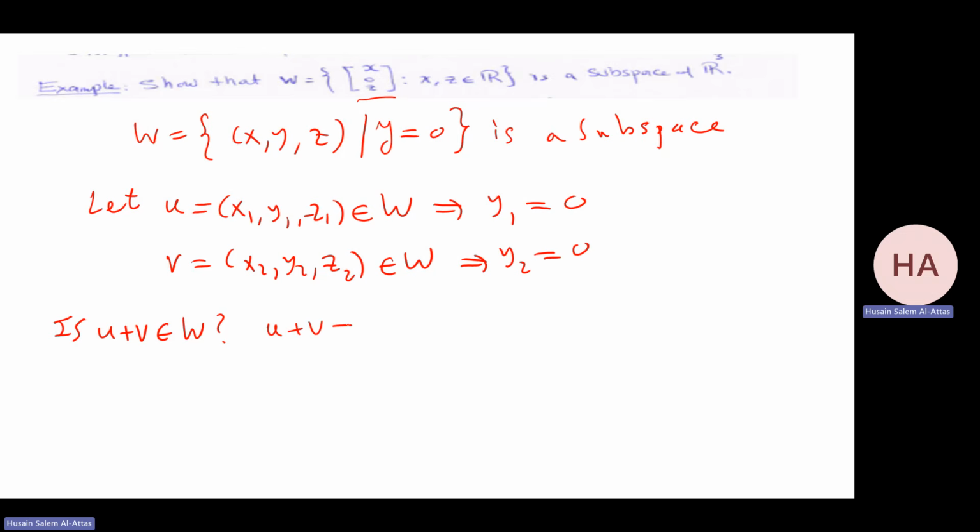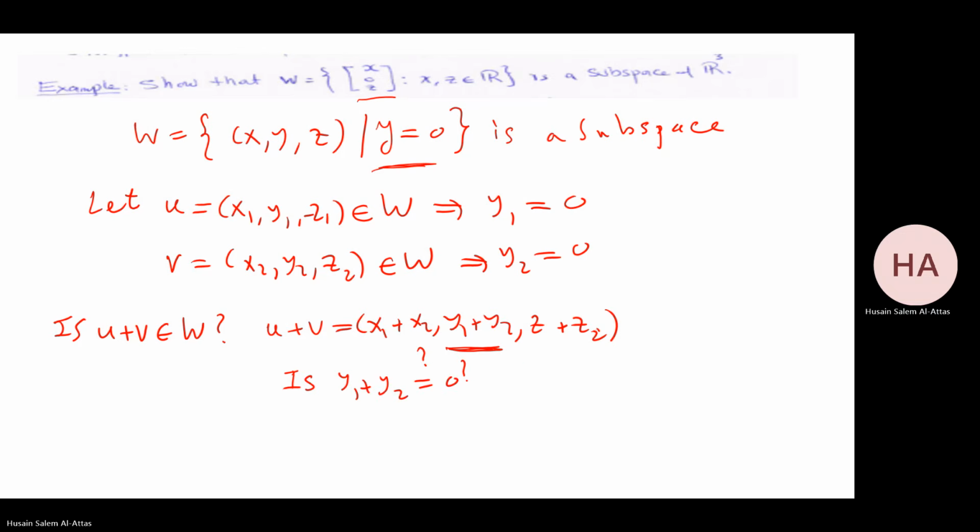So I check U plus V: (X1 plus X2, Y1 plus Y2, Z1 plus Z2). Now, how to say this belongs to W or not? I need to check this component. Is it satisfying this condition? The second component, is it 0 or not? The question is, is Y1 plus Y2 equal to 0? Y1 is 0, Y2 is 0, so their sum is 0, so this is correct. So U plus V belongs to W.